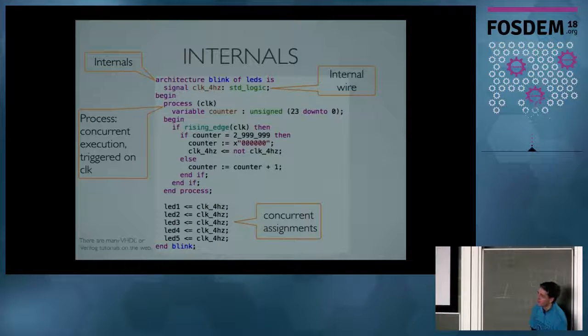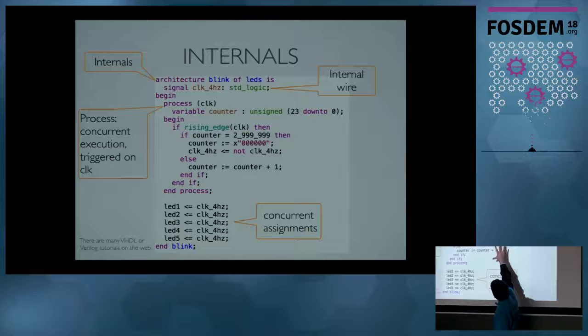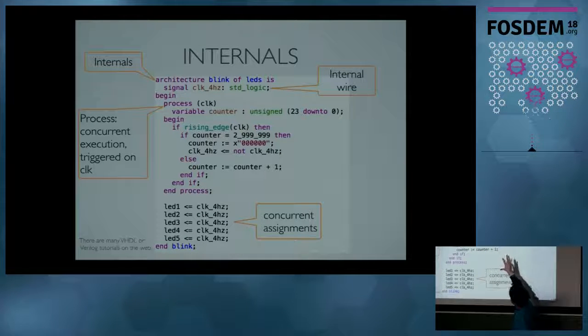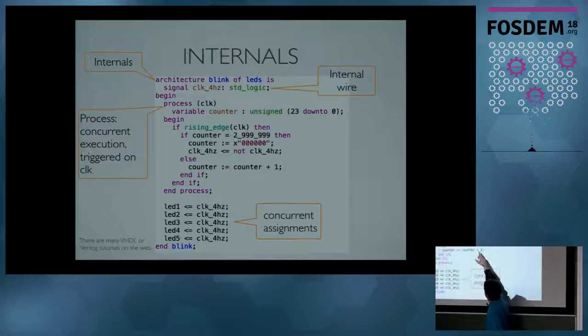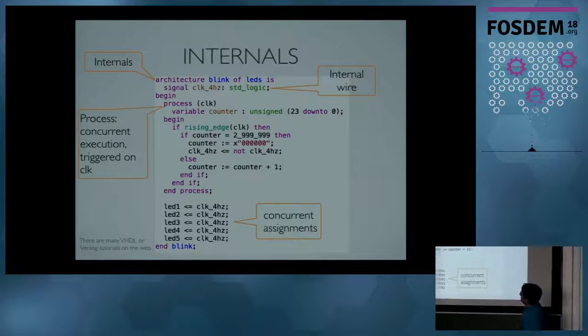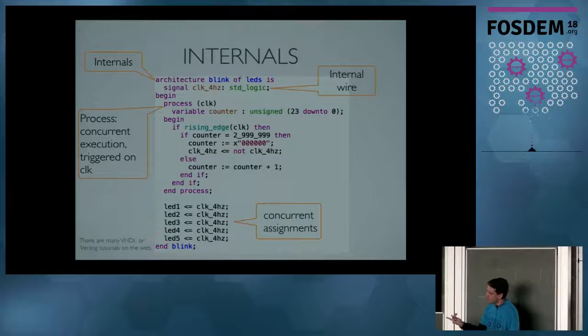And this is the internal of the circuit. It has, I would say, one main process, which is some computation within a flip-flop. So if rising edge means that we will do the computation only on the rising edge of the clock. And the computation is just a counter. And when it reaches 3 million, it is reset to zero, and the LED is flipped. So this is just a way to make the LED blink. Not too quickly, otherwise you can't see anything, and not too slowly, otherwise you can't wait until it flips. So this is a very simple example.